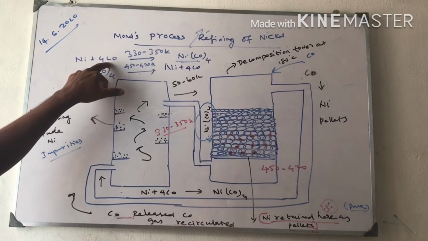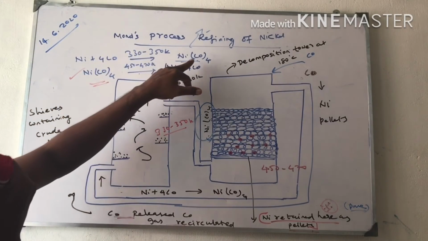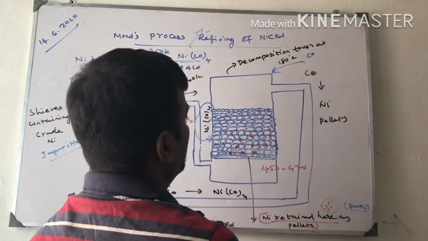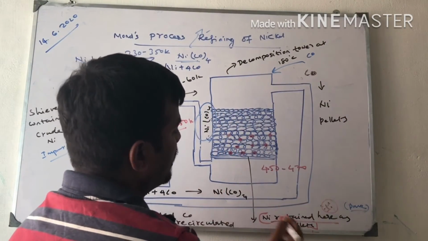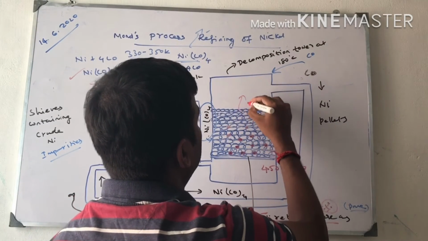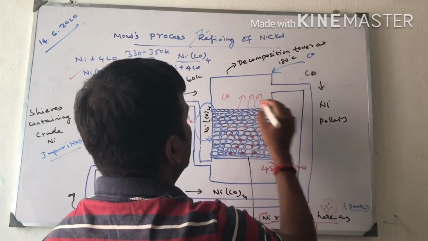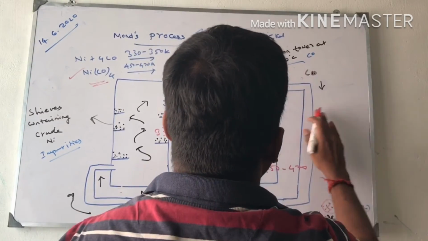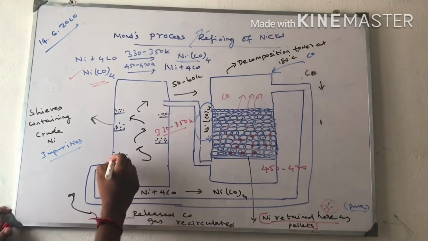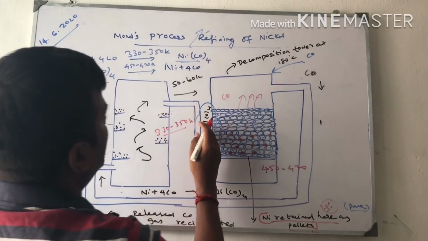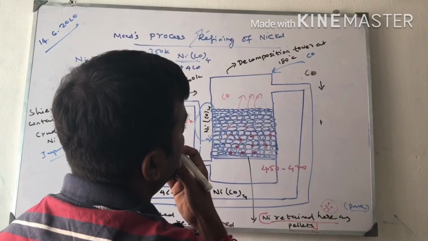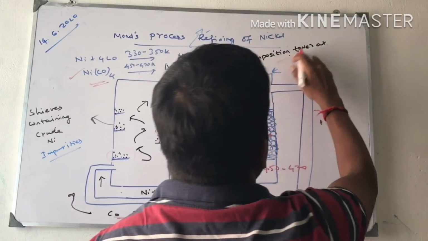Nickel reacts with carbon monoxide at this temperature. It will form nickel tetracarbonyl here. Again, it enters this fractionating column. Nickel is stored as nickel pellets in the gaps, and the gas CO is coming out. This CO will be recirculated. Again it reacts with crude nickel, again it forms nickel tetracarbonyl, decomposition takes place, and all those things happen again.